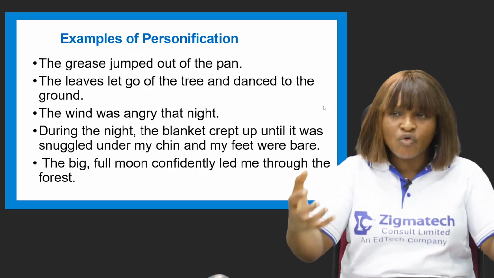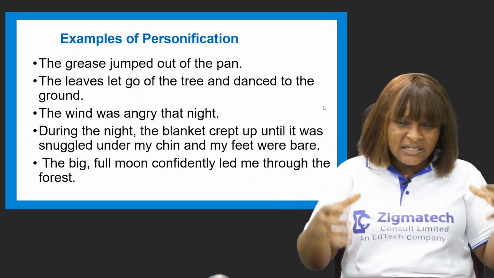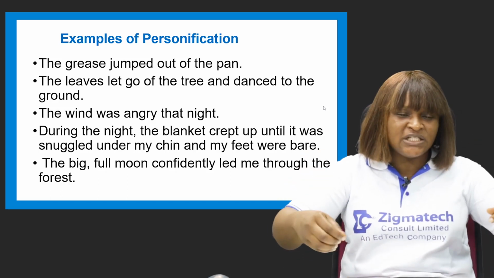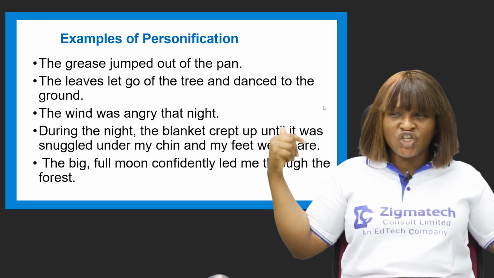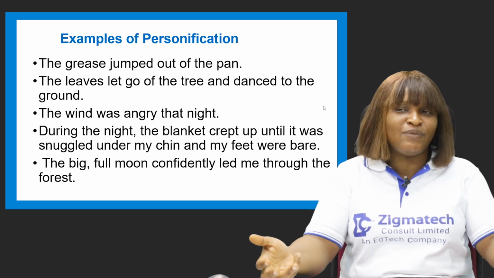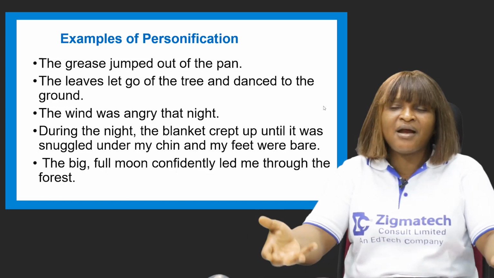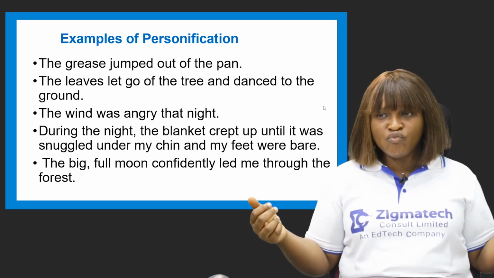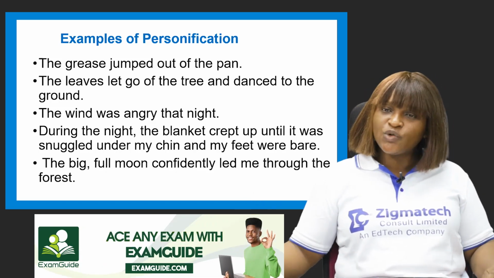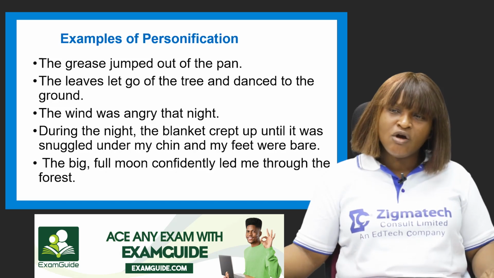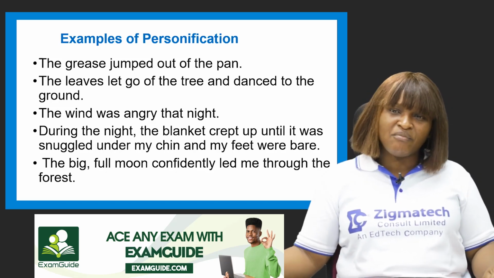That means you were trying to cover yourself with your blanket. And instead of saying I kept folding the blanket or kept rolling the blanket until it came to my chin, you used the figurative word by saying the blanket crept up. That was a movement done by the blanket. All right, so the next one says the big full moon confidently led me from the forest.